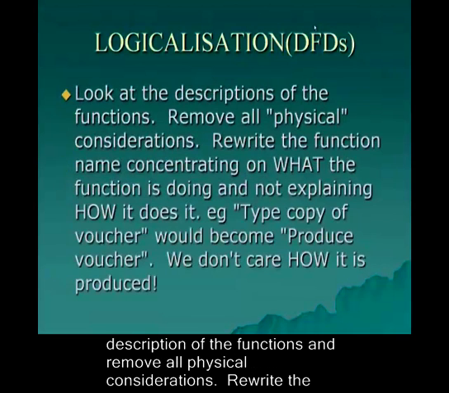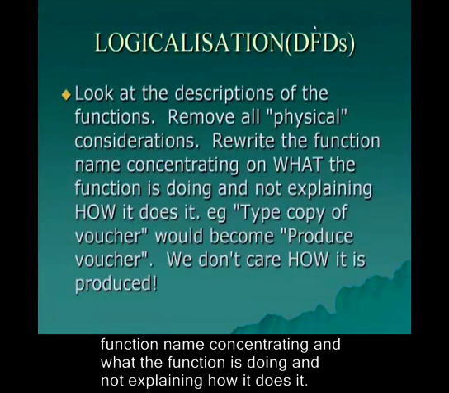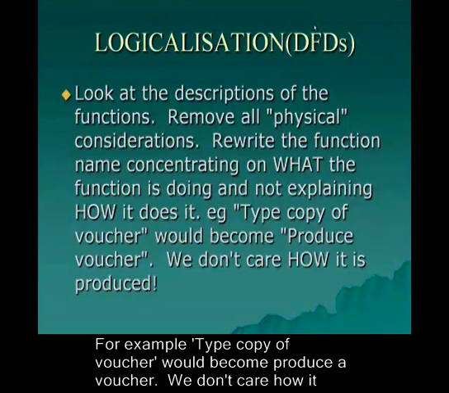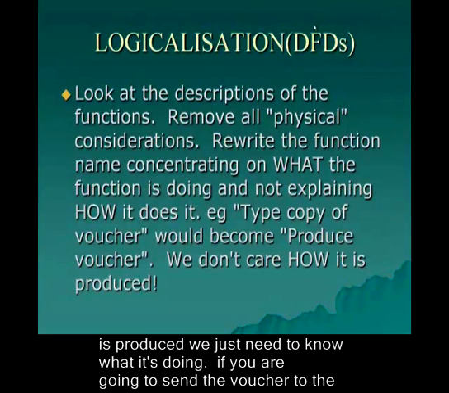Look at the descriptions of the functions and remove all physical considerations. Rewrite the function name, concentrating on what the function is doing, not explaining how it does it. E.g., type copy of voucher will become produce voucher. We don't care how it is produced, we just need to know what it's doing.